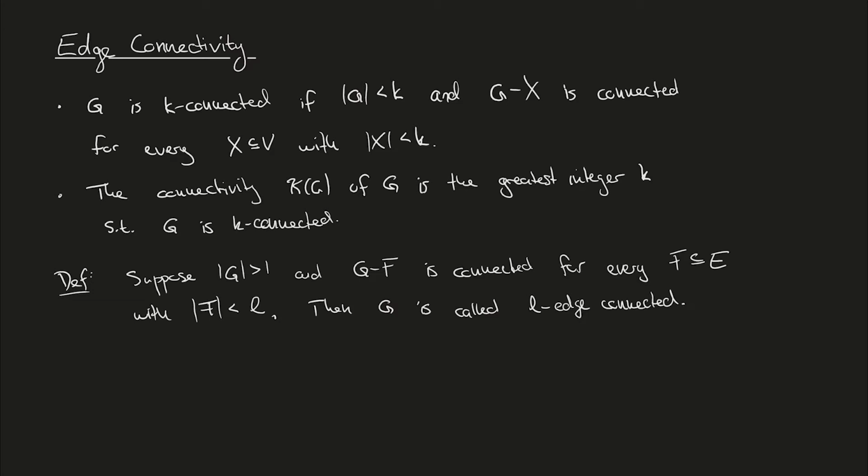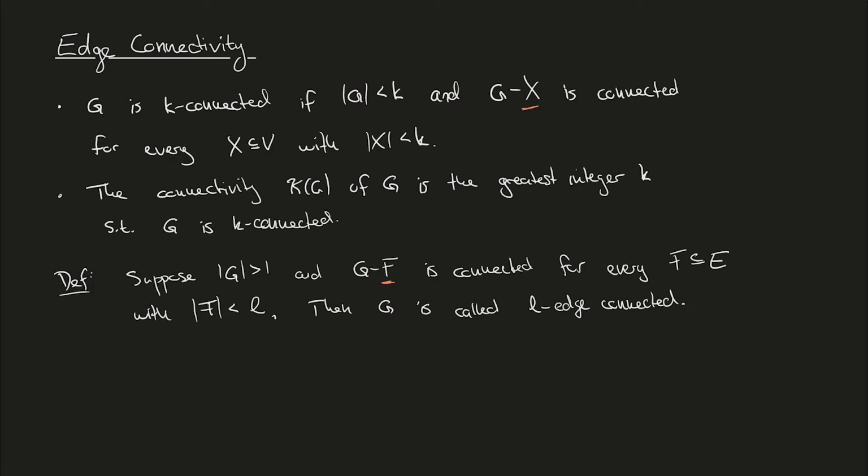As we can see, this definition is pretty much analogous to the definition for k-connectivity, and if we want to distinguish more precisely between the vertex connectivity and the edge connectivity, we also would say k-vertex-connected. The only difference is, of course, that we're looking at subsets of edges in the case of edge connectivity, while we're looking at subsets of vertices in the case of vertex connectivity.